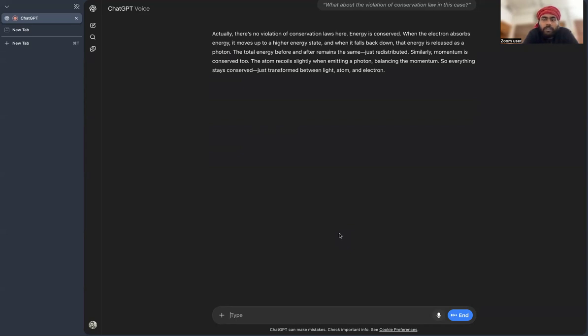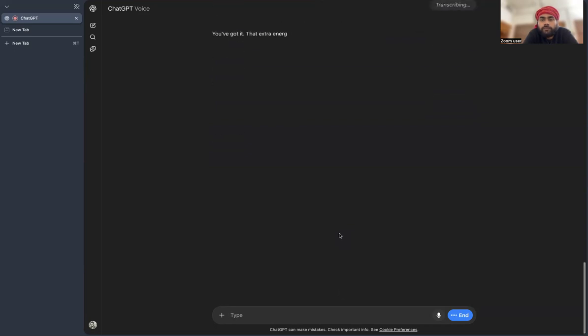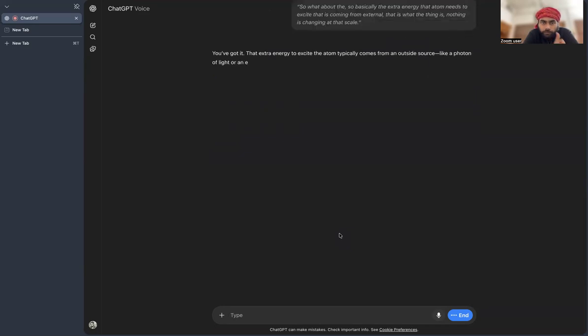So what about the extra energy that the atom needs to get excited? Is that coming from an external source? Nothing is changing at that scale. You've got it. That extra energy to excite the atom typically comes from an outside source, like a photon of light or an electron collision.